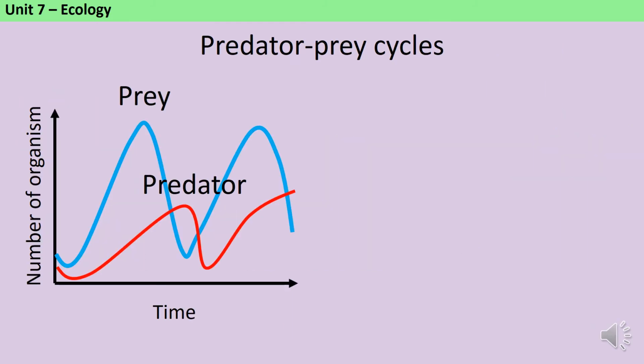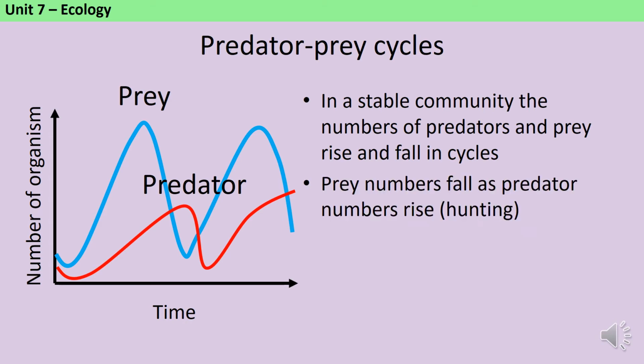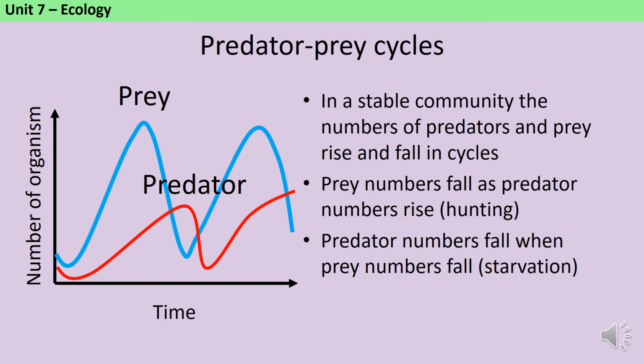You need to understand that in a stable community, the numbers of predators and their prey will rise and fall in cycles. You can see this on my graph here. The blue line represents the numbers of prey and the red line represents the numbers of predators. And you can see that as the prey increase, so do the predators, but there's a slight time lag. And then the prey come down and the predators come down, and again there's a slight time lag. As the predator numbers rise, they're more able to hunt the prey, and therefore inevitably the prey numbers will fall. However, when the prey numbers fall, the predators don't have enough food to eat, and therefore their numbers will fall. This then allows the numbers of prey to recover.